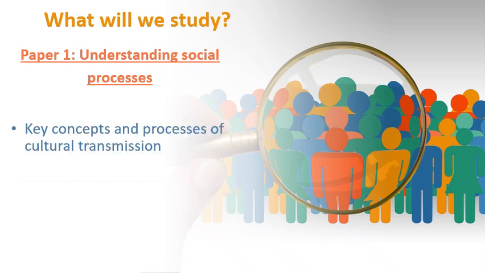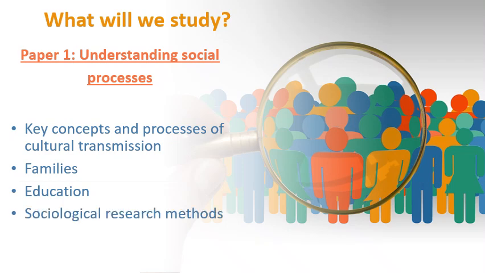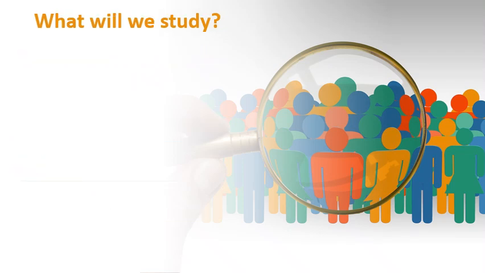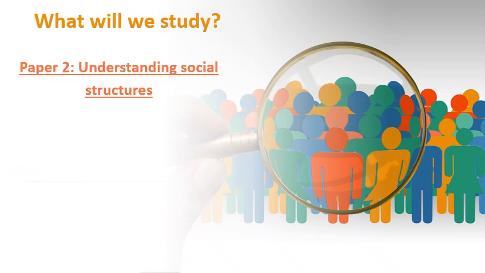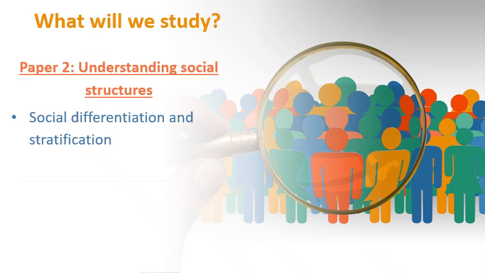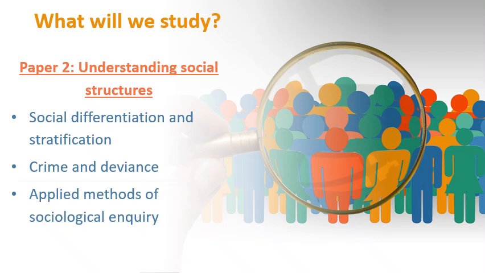So we'll look at things like key concepts, process of cultural transmission. We'll look at the family and the role of the family and what that means for society. We look at the role of education, how it works, why we teach the way that we teach, and how that impacts young people. And we're also going to look at research methods, of how research is conducted. And paper 2 is all to do with understanding social structures. So that means that we're going to look at social differentiation and stratification, crime and deviance, and applied methods of sociological theory.